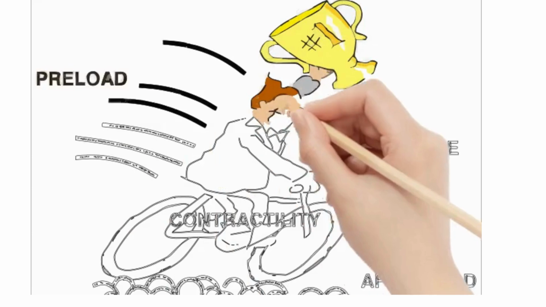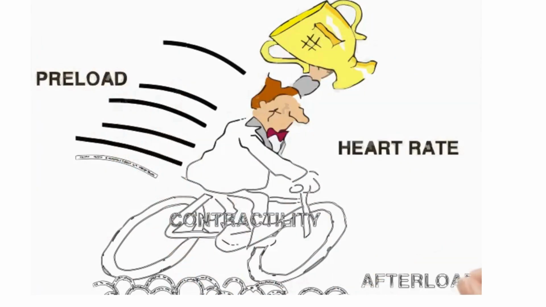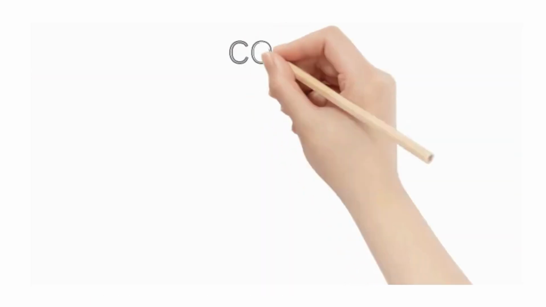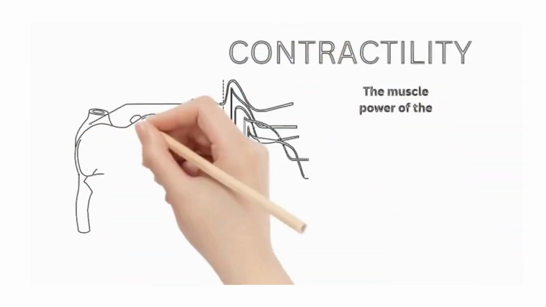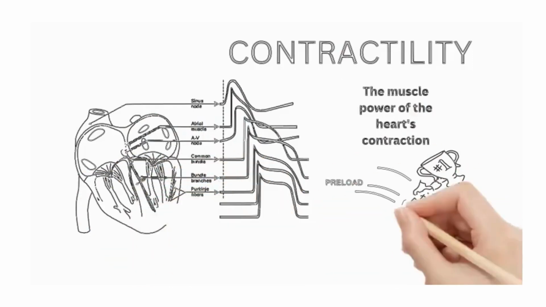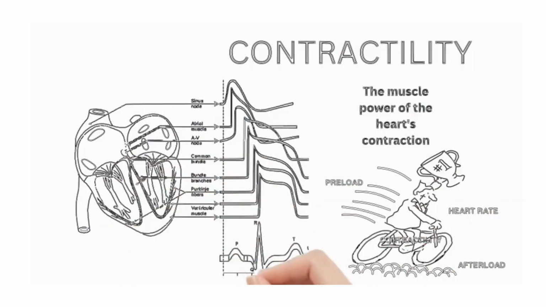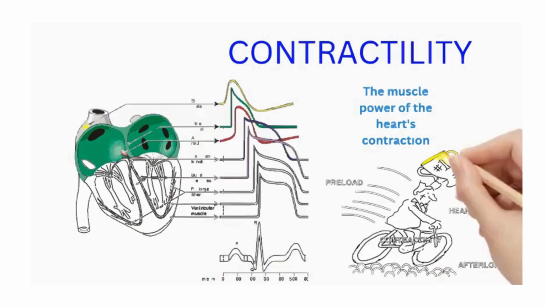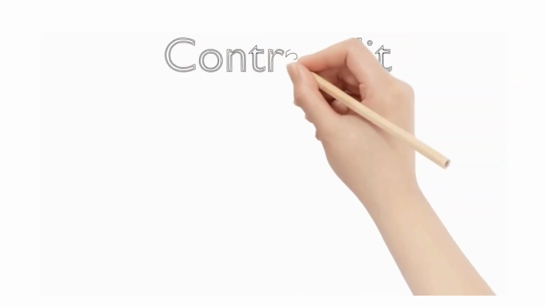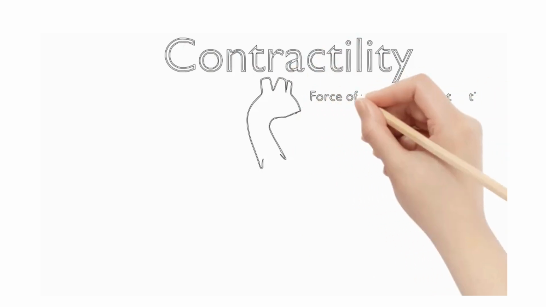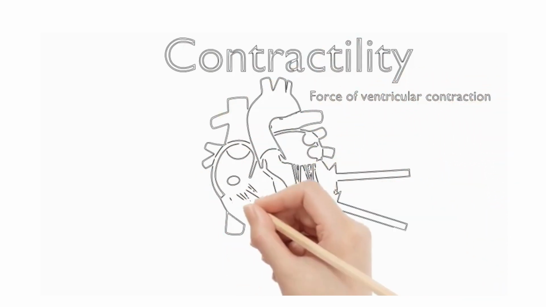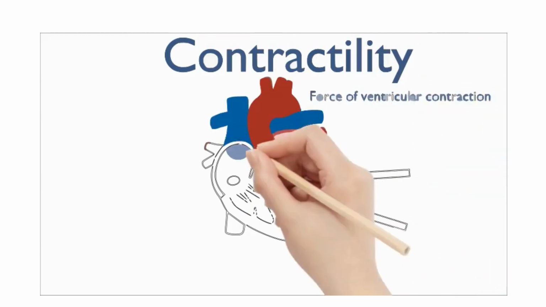This now brings us to the third factor which affects the stroke volume, and hence the cardiac output, that is, contractility. Contractility refers to the muscle power of the heart's contraction. Imagine a cyclist who pushes harder on the pedals to go faster. Similarly, increased contractility boosts cardiac output. However, too much effort can lead to fatigue, just as excessive use of inotropic drugs can increase the risk of mortality. Conversely, impaired contractility, or too little pedal power, reduces cardiac output.